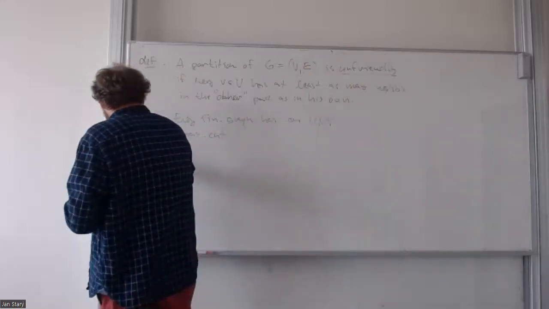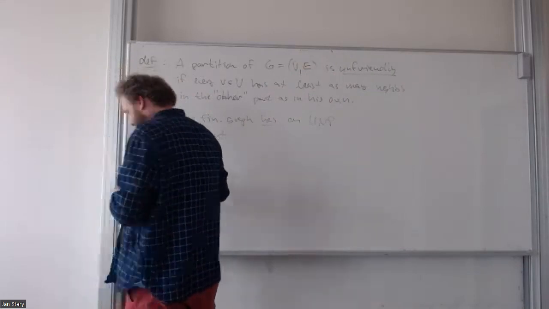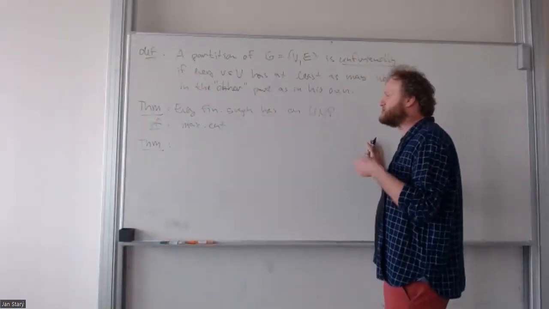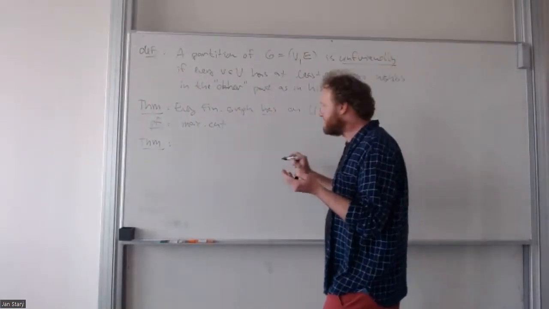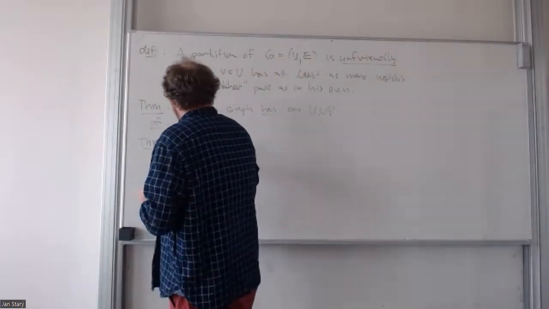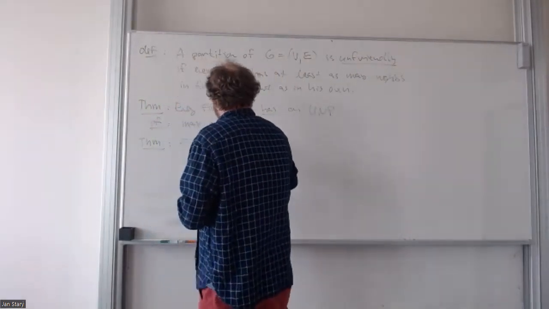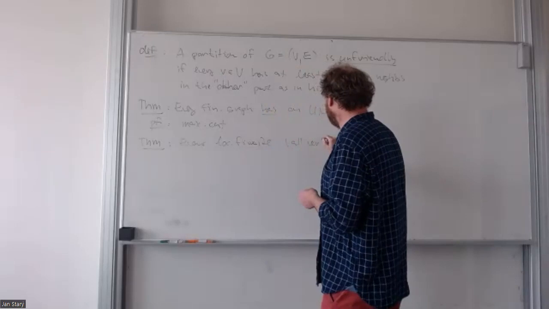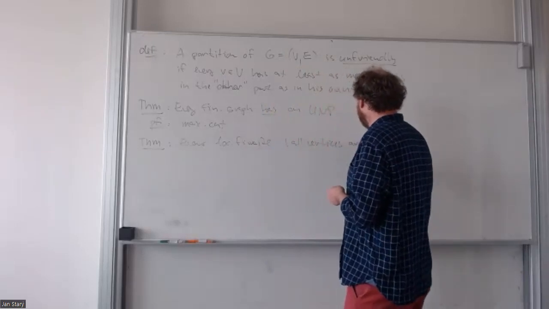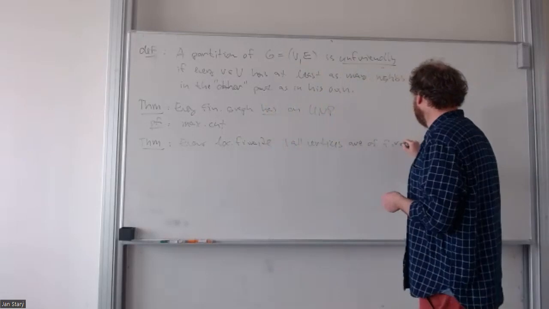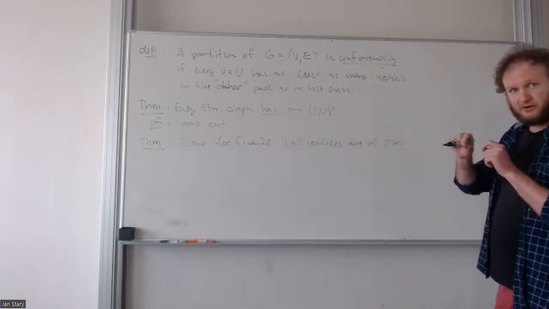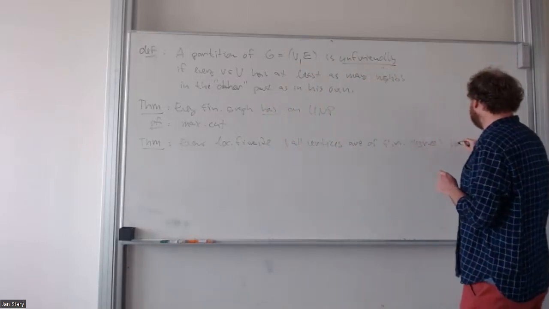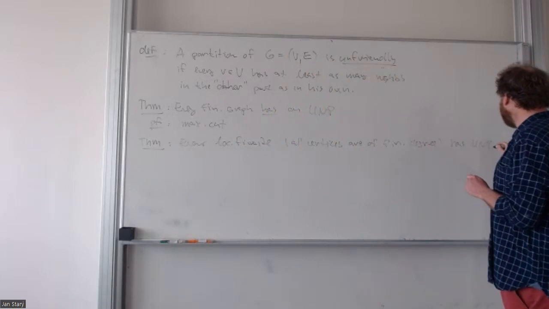Now the next thing to prove, obviously, is to use a compactness argument to extend this to locally finite graphs. So every locally finite graph, meaning all vertices are of finite degree. So the graph can be infinite, but everyone only has finitely many neighbors. Such a graph has an unfriendly partition.